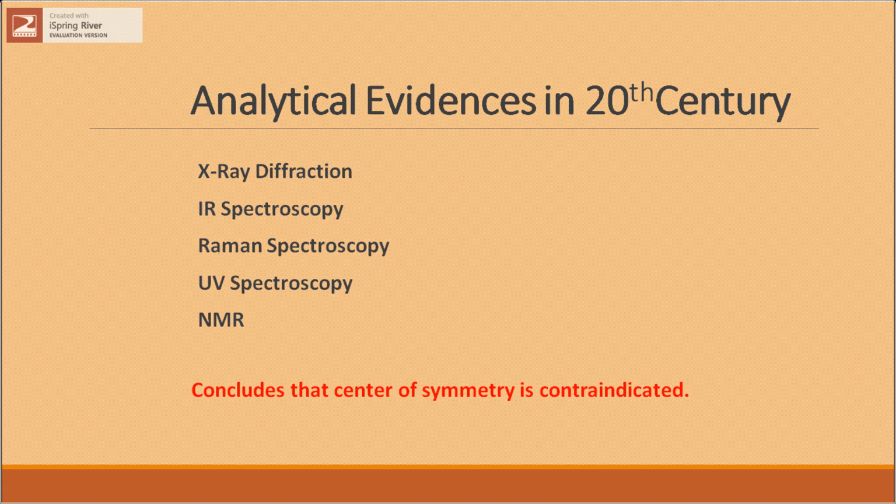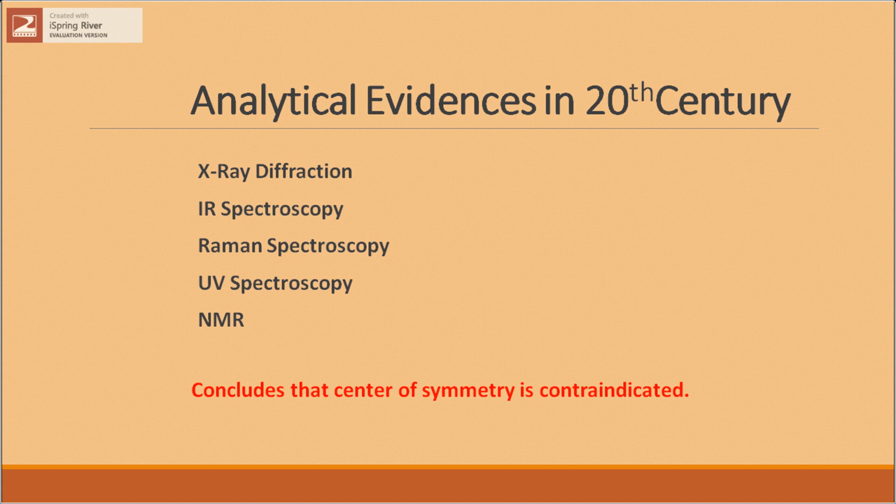UV spectroscopy is a technique in which electronic transitions are used to determine the number of unsaturations present in the compound. NMR spectroscopy is also known as nuclear magnetic resonance, in which radio waves and a magnetic field are used to determine the number of hydrogen and carbon atoms present in the structure.